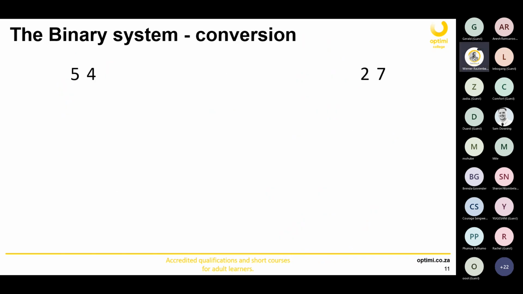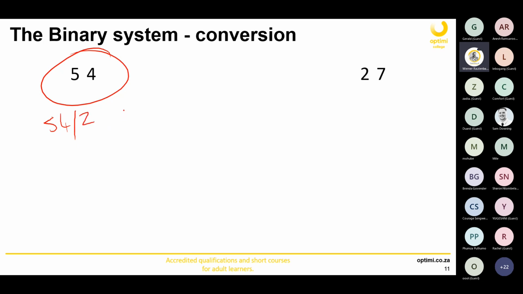Next up, conversion. So you are going to get a question in the exam on binary, where they're going to say, convert that to binary. Okay, convert 54 to binary. So how do we do that? Well, we know the binary system has only 2 digits. So what we do is we continuously divide by 2. So our first step would be 54 divided by 2.